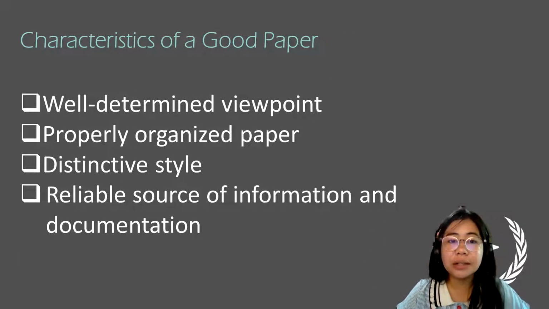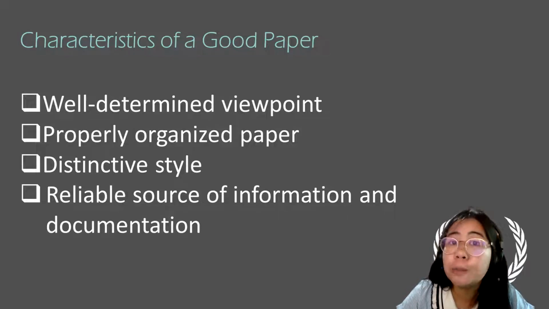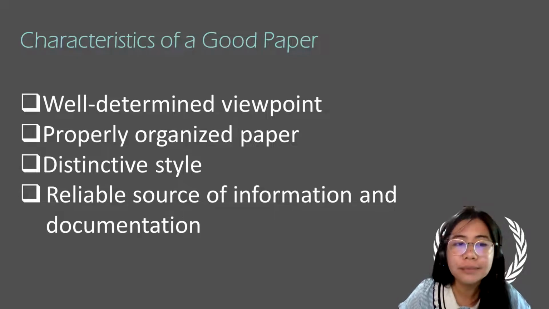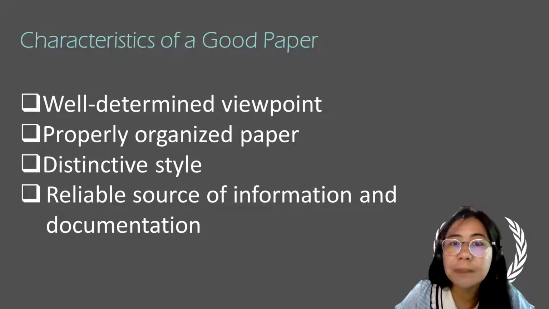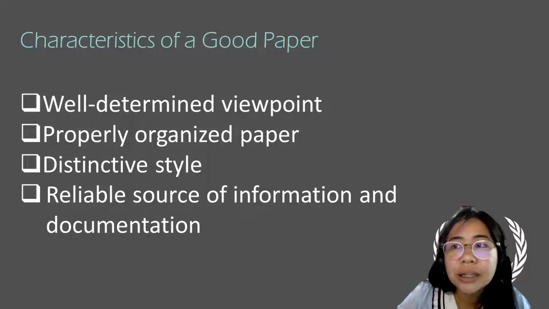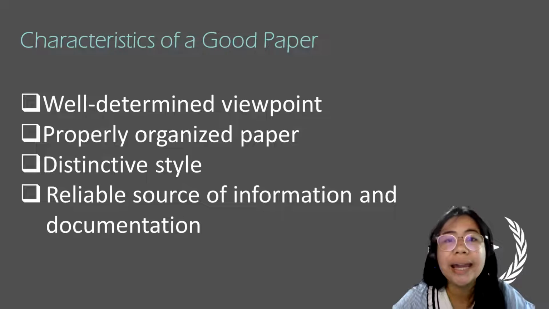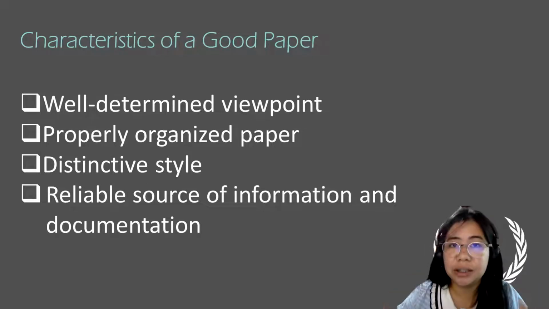Next, what are the characteristics of a good paper or a good position paper? Number one, it has a well-determined viewpoint. Okay, so the points should be determined and they should be clear. Next, a properly organized paper. That means the flow of ideas from one paragraph to another has a smooth transition, and ideas are not scattered but are organized accordingly.